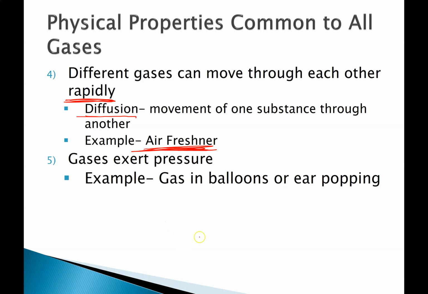Let me try something better here. Maybe that looks more like a balloon. Okay, this is a balloon, and this is the gas inside of the balloon.